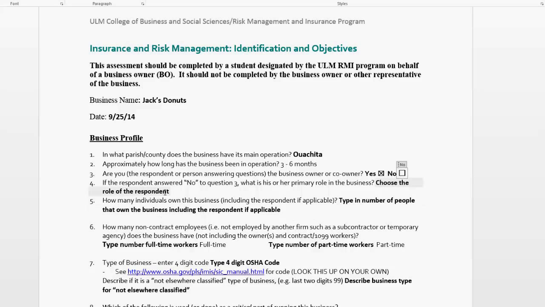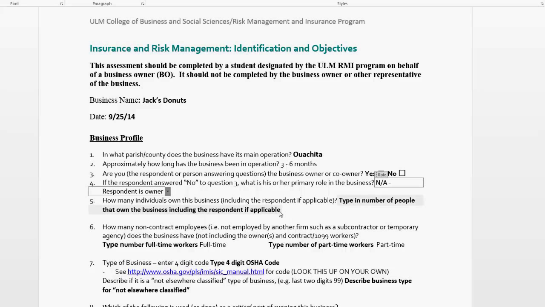Number 4, if the respondent did answer no, then what is their current role? Here's another good point. Every question should be answered, even if it's not applicable. Because I said that the person filling out the survey is the business owner, I put yes there. So when I ask if they answered no, what is his primary role? I'm still going to answer this question. Just put NA, not applicable, because the respondent is the owner.